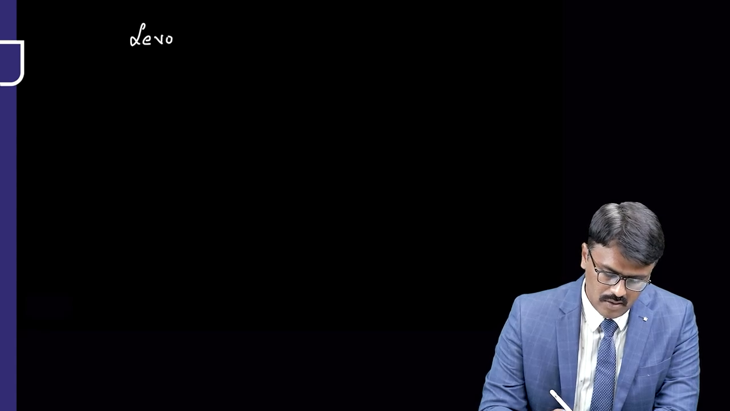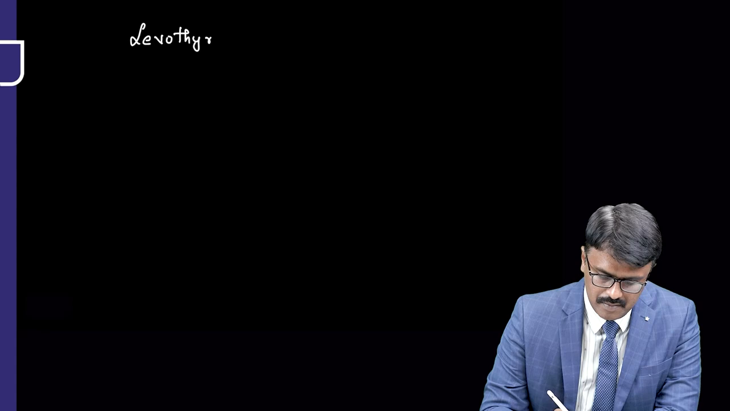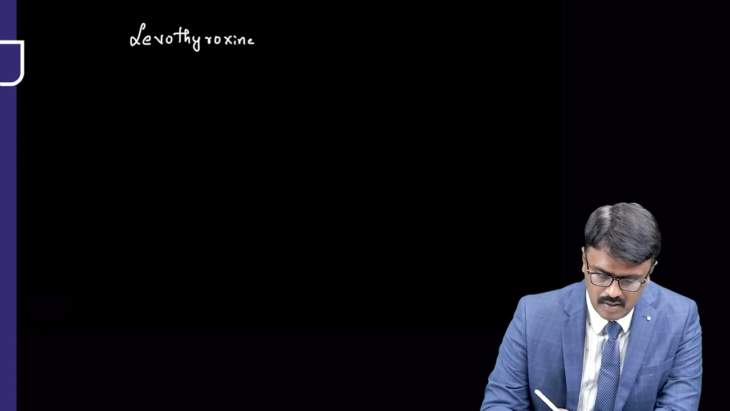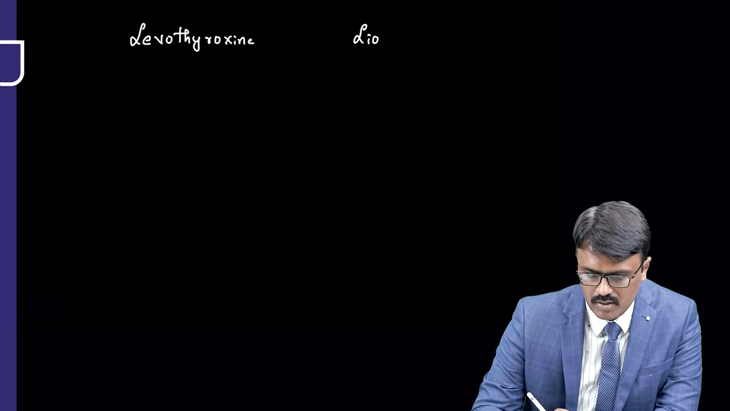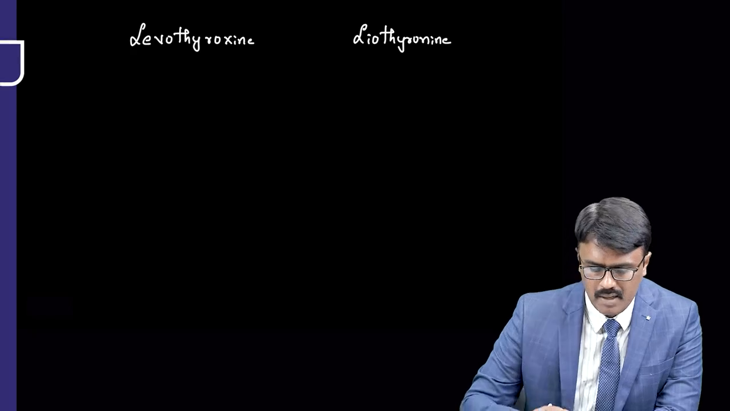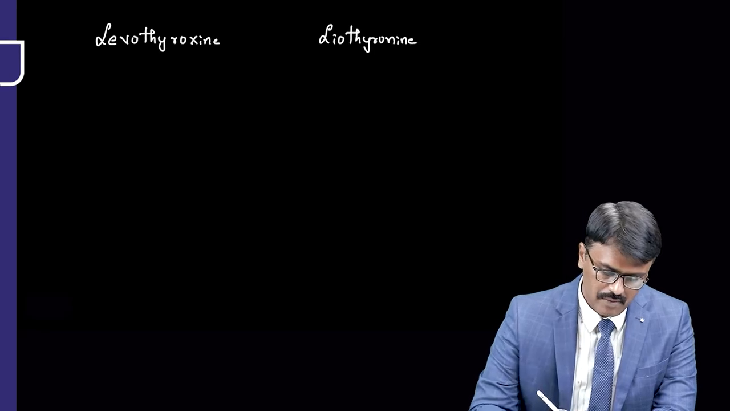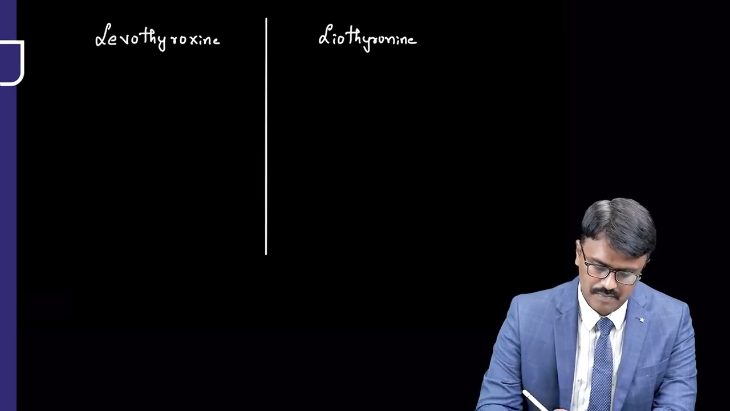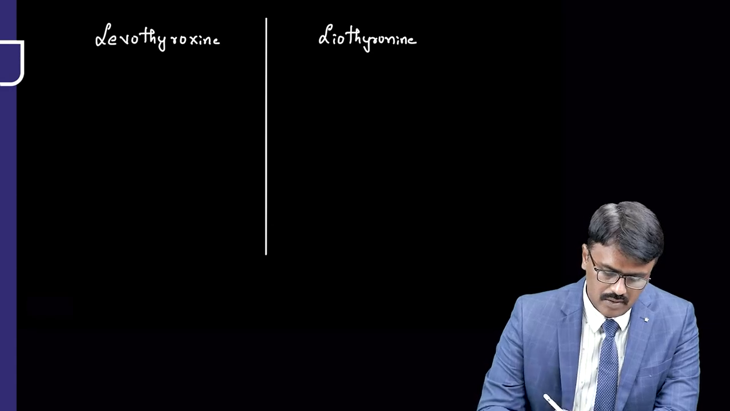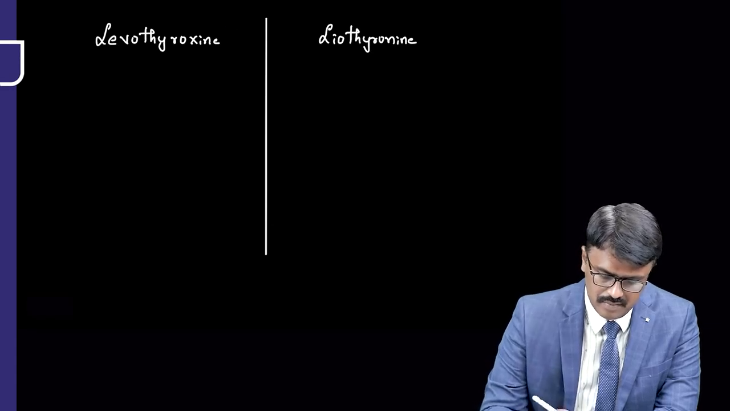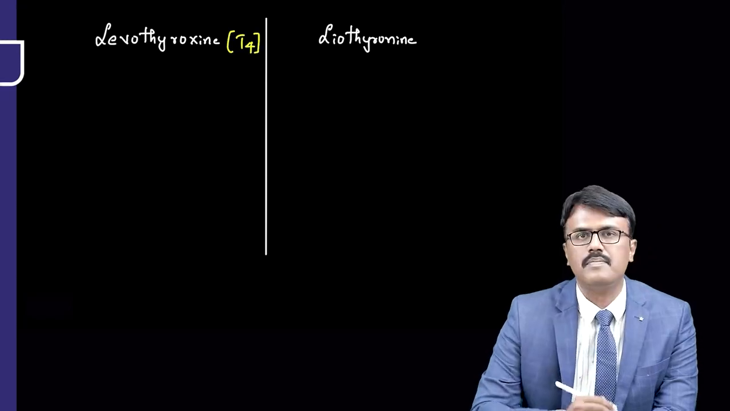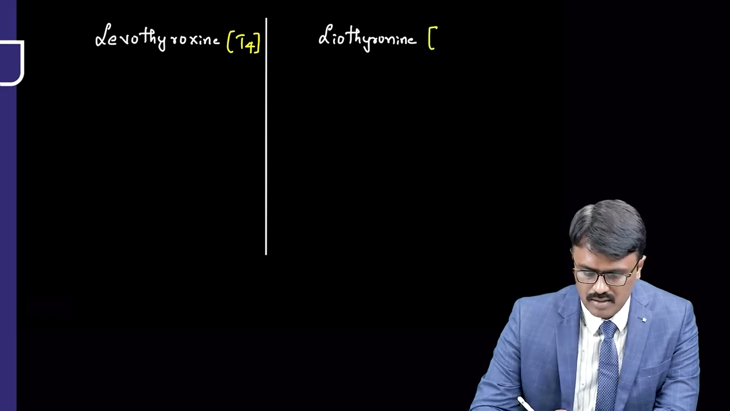Basically, we have two important hormones. One is called levothyroxine, and one more is liothyronine. So we have levothyroxine and liothyronine. What is the difference between the two? Let us understand. Levothyroxine is the T4 hormone. Liothyronine is the T3.